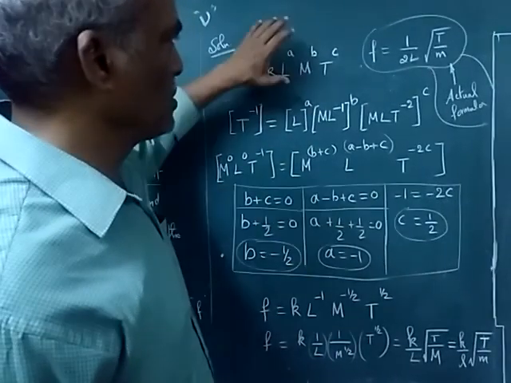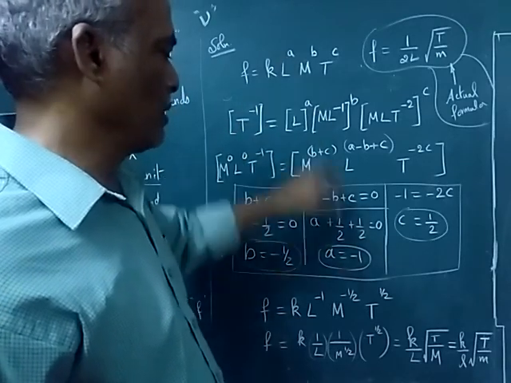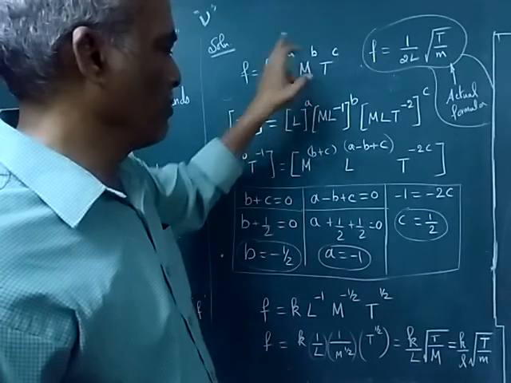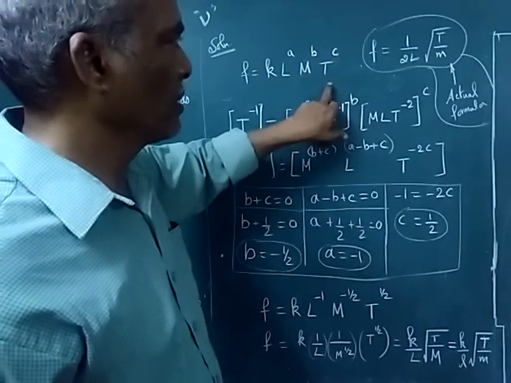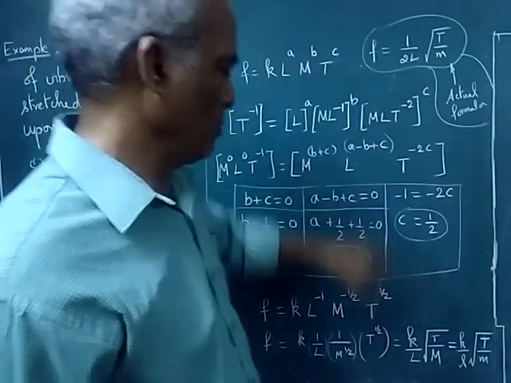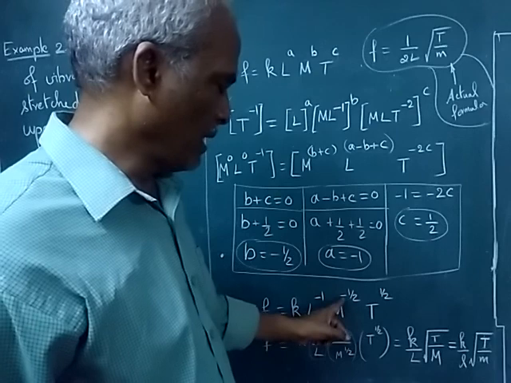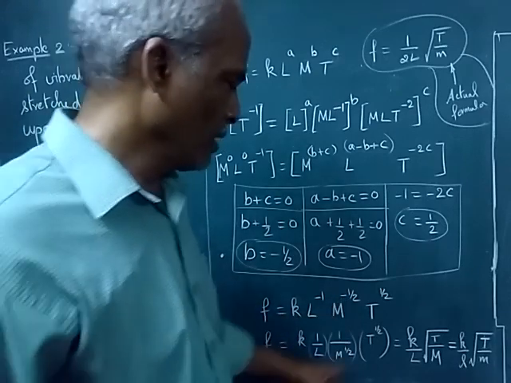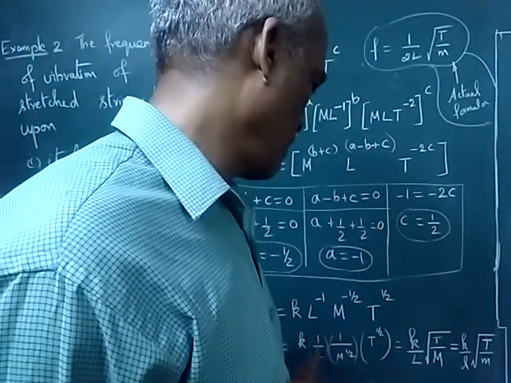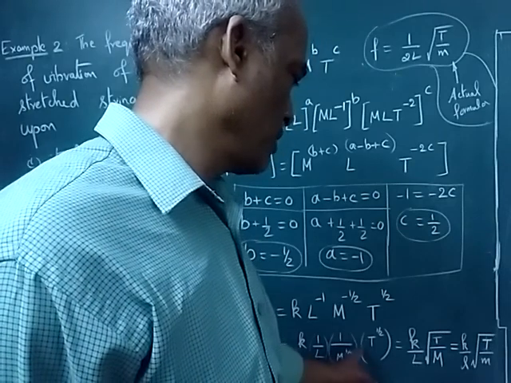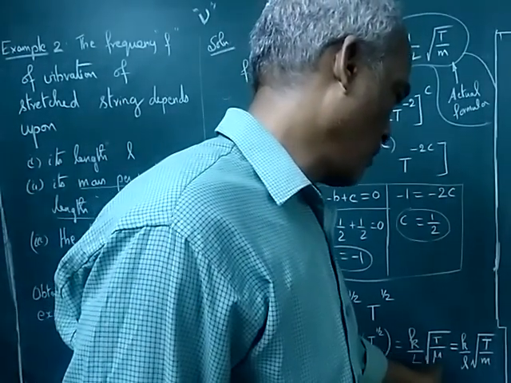We will substitute these values in the first relation. That is, frequency is equal to k into L power a, a value is minus 1, m power b, b value is minus 1 by 2, and T power c, tension power c, T power 1 by 2. Now we will simplify. L comes to the denominator, 1 by L. So k by L, square root of T and square root of m in the denominator. Therefore, we can write k divided by L square root of T divided by m.